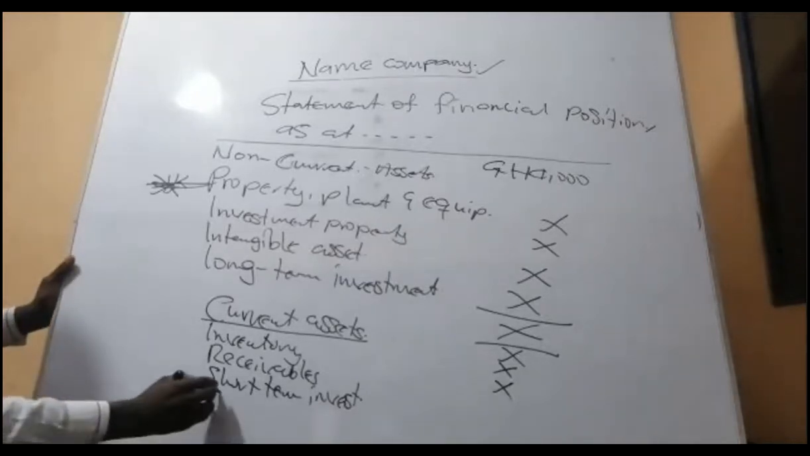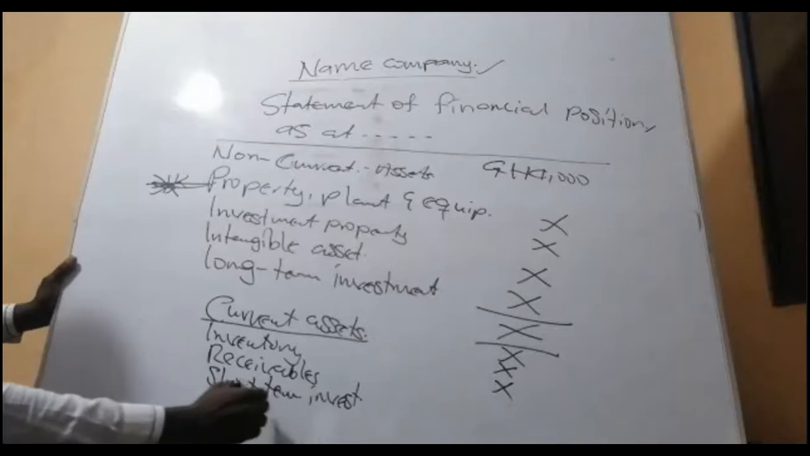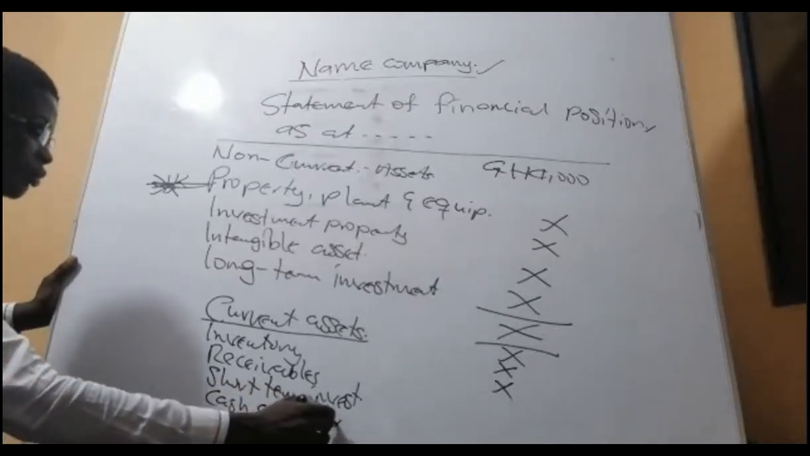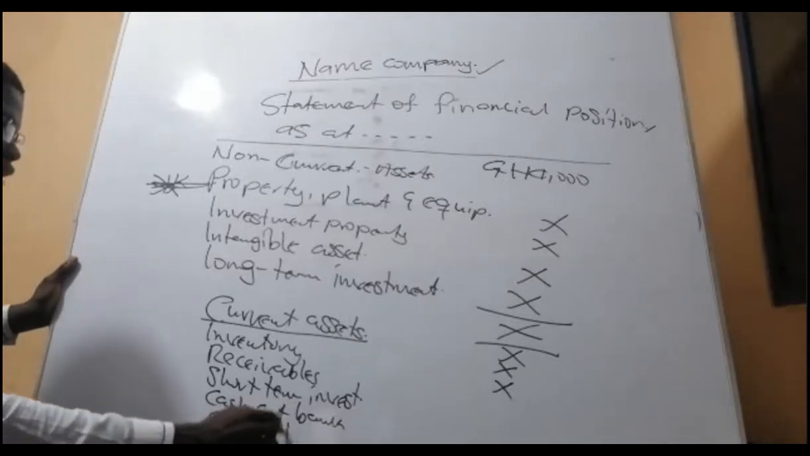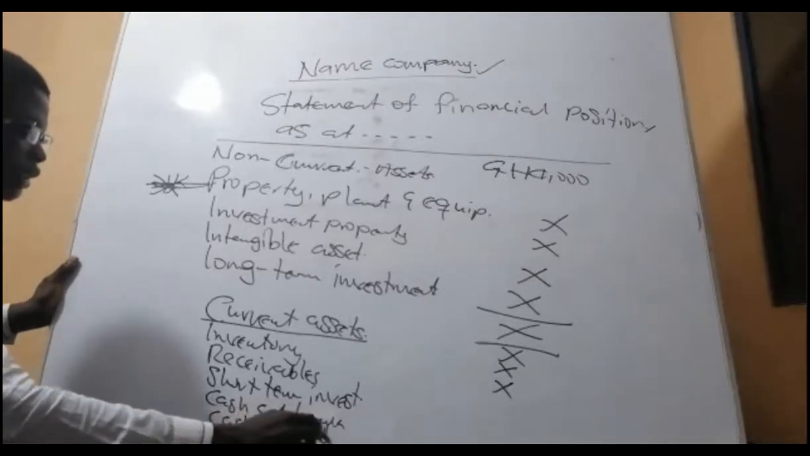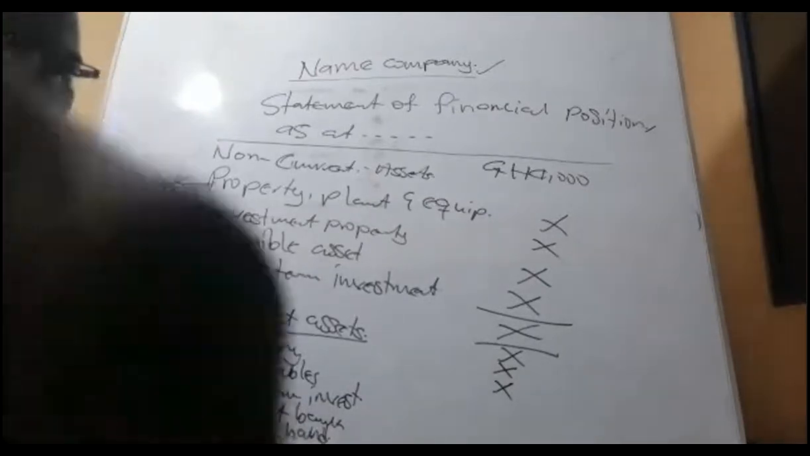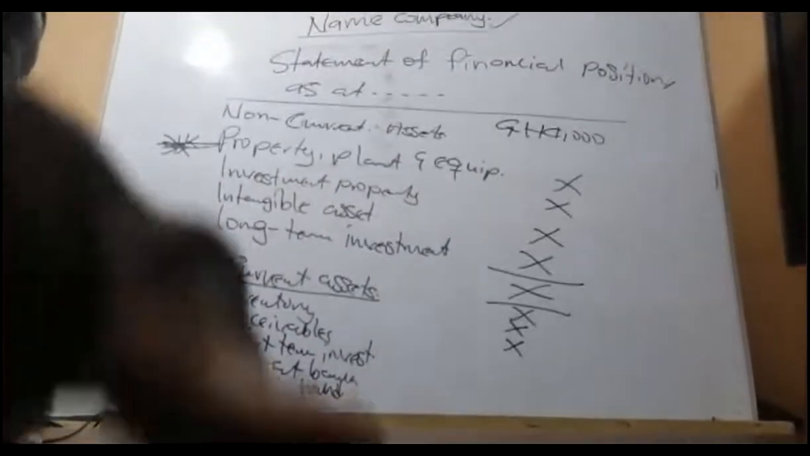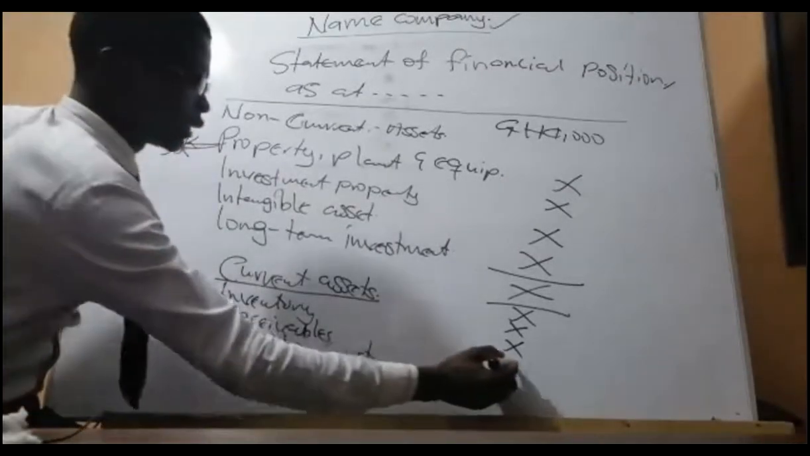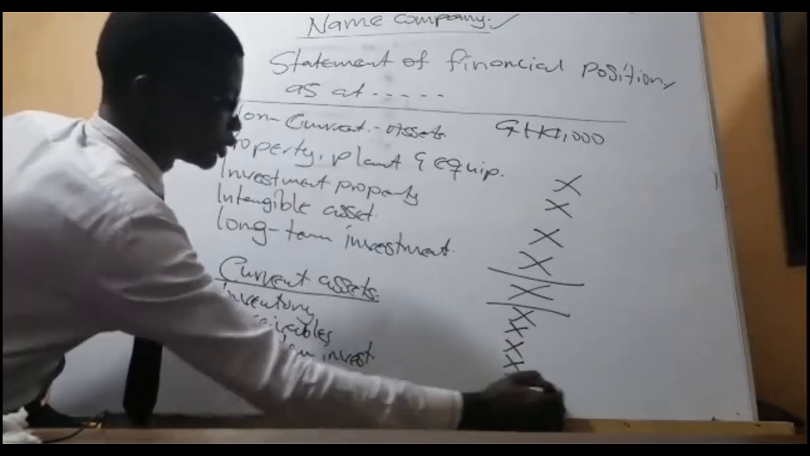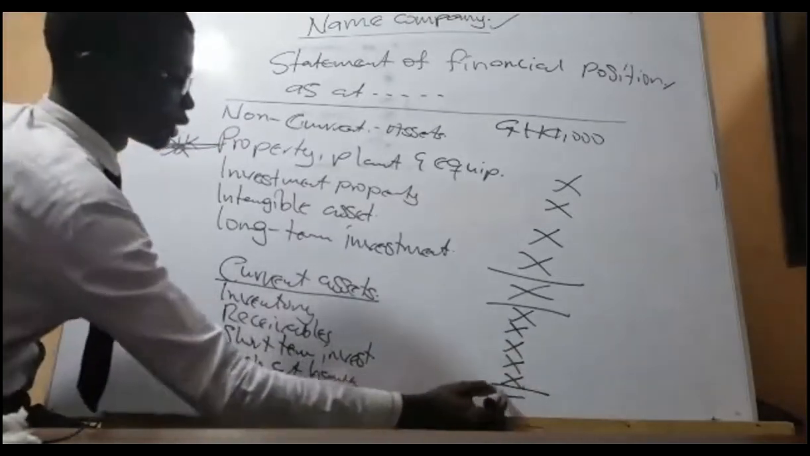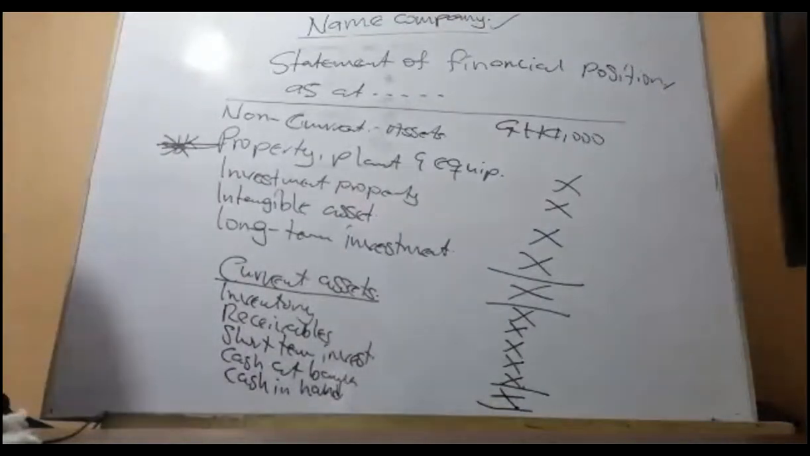Then we have cash: cash at bank, and then cash in hand. So these are the two items. Basically, you put them there, you put them here, you continue, then you underline it. So this one becomes the total current assets, but you don't name it. How do we get it?